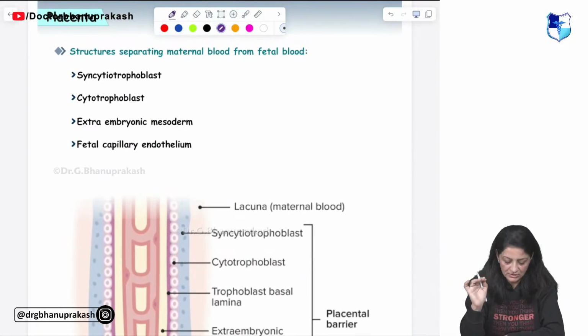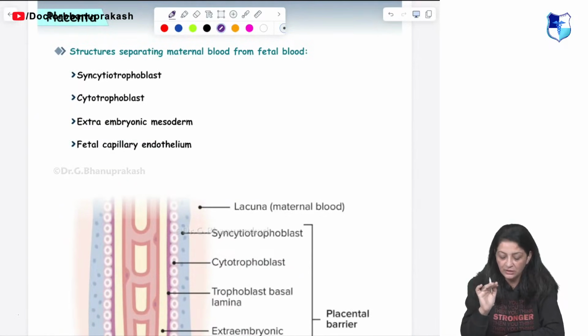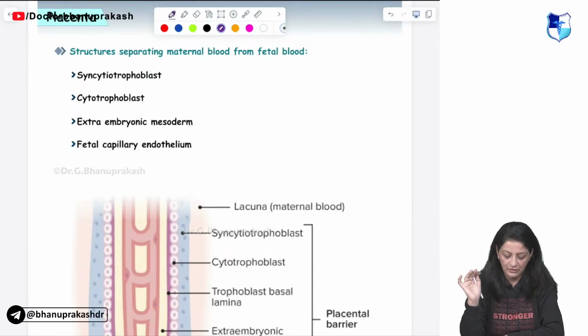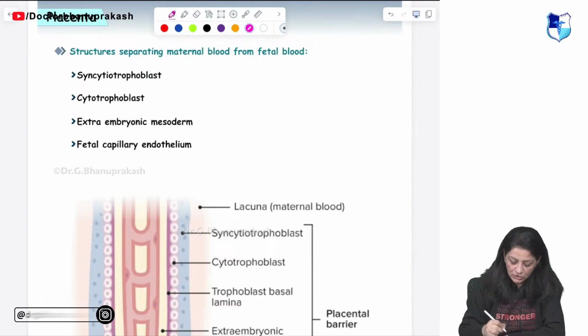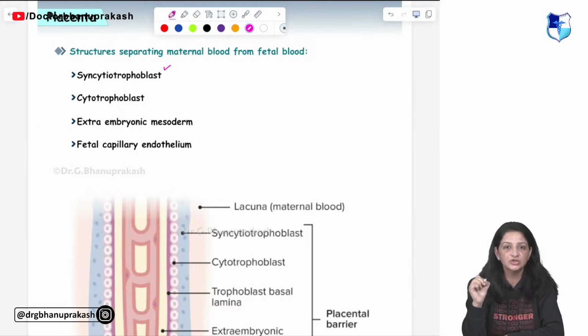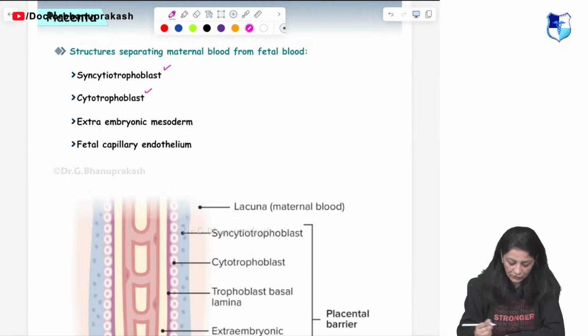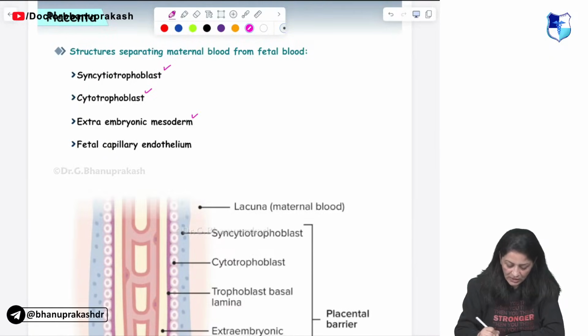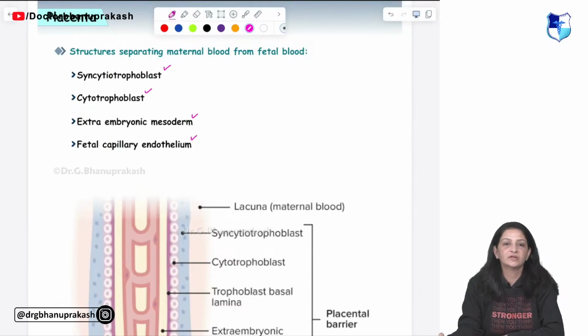So what are the structures separating maternal blood from fetal blood? First of all, syncytiotrophoblast, then cytotrophoblast, then extra-embryonic mesoderm, then fetal capillaries.